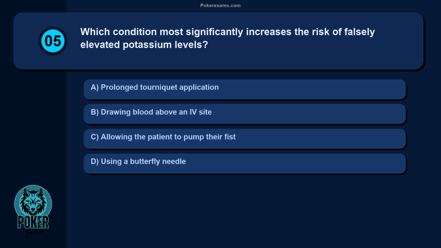Question 5. Which condition most significantly increases the risk of falsely elevated potassium levels? Prolonged tourniquet application. Drawing blood above an IV site. Allowing the patient to pump their fist. Using a butterfly needle.